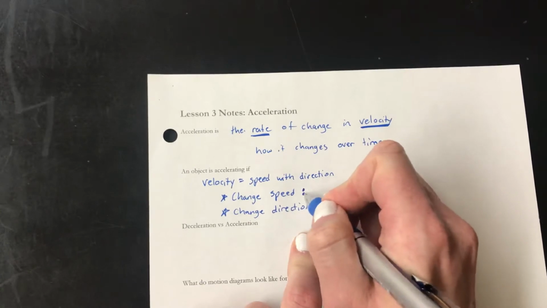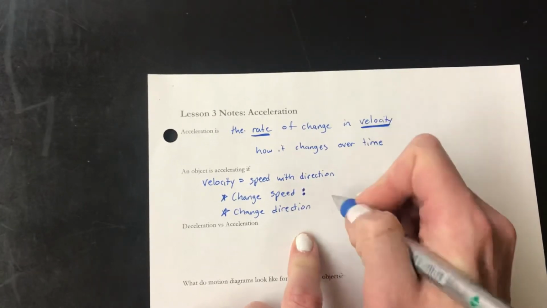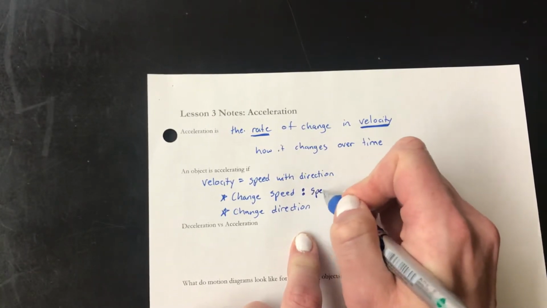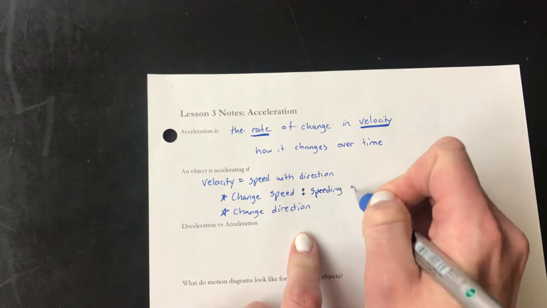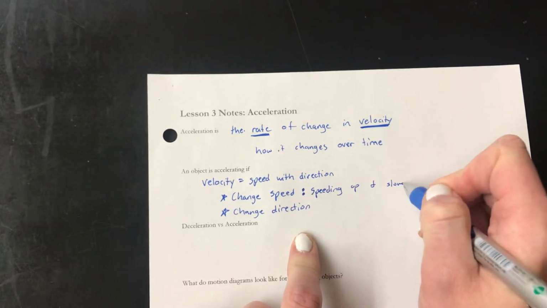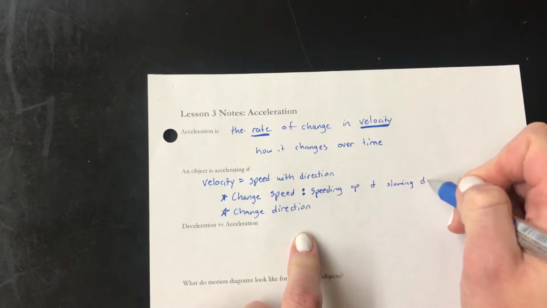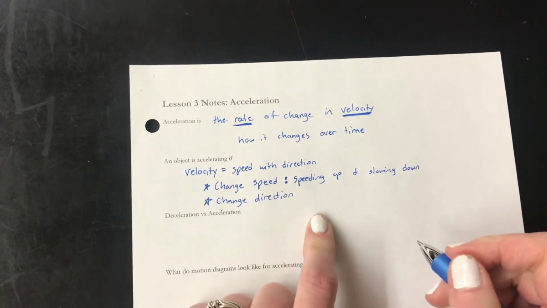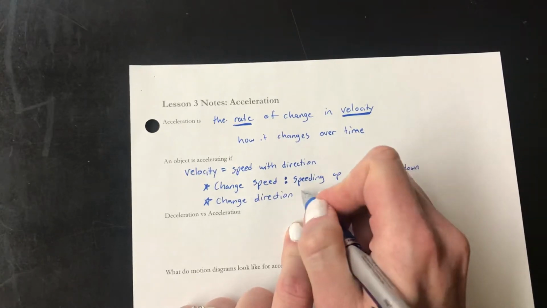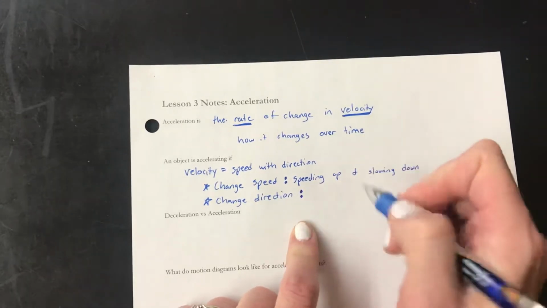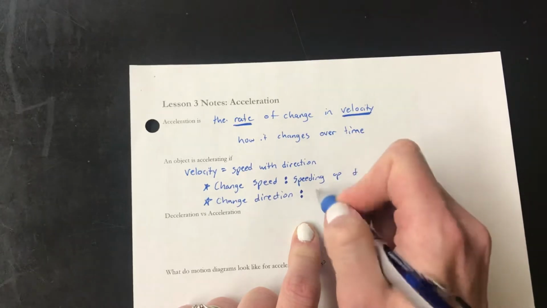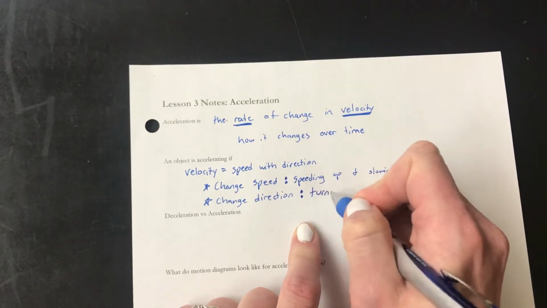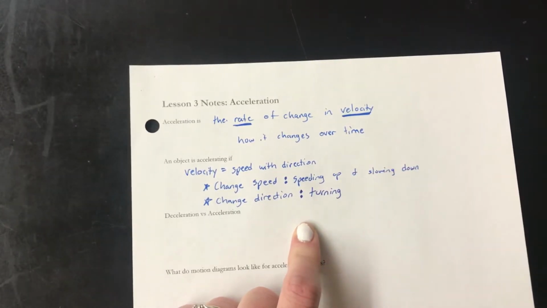Changing speed, these are the words that we've been using already in class. We've been talking about speeding up and slowing down. Now, some of you are using the phrases like increasing speed and decreasing speed, which is fine, but you could say speeding up and slowing down as well. Both are okay. When you change direction, the word that most people use is turn. Okay? When you are turning, you are accelerating, even if your speed stays the same.